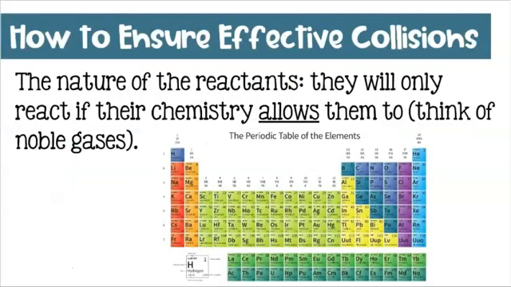So, the nature of reactants is that they will only react if the chemistry allows them to. For example, think of noble gases. Noble gases cannot react with anything. In order to ensure you have an effective collision, you first must make sure that the particles can react with each other, for example, sodium and chlorine.